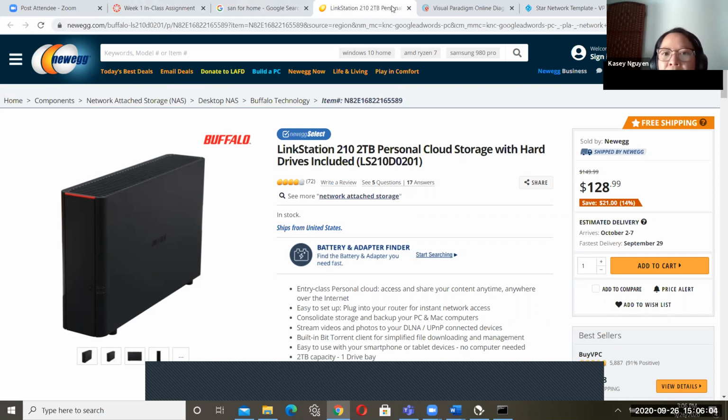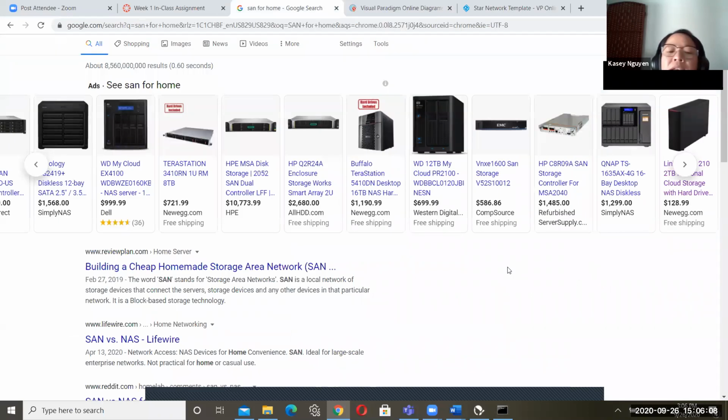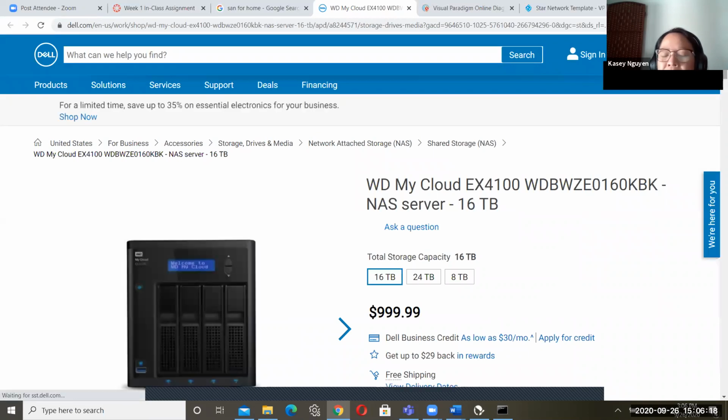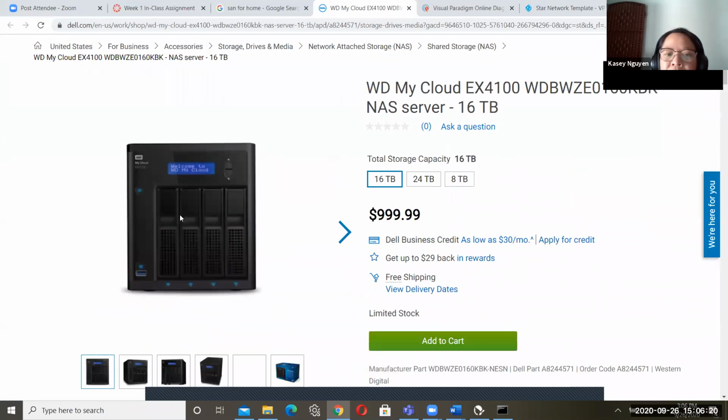Now let's say that I want to go a little bit higher. Let's say I own a home business. This one is actually easier to set up. It's about $1,000 and then you have these drives right here. So we can go 16 terabyte, 24 terabyte, 8 terabyte, and 16 terabyte runs about $1,000.